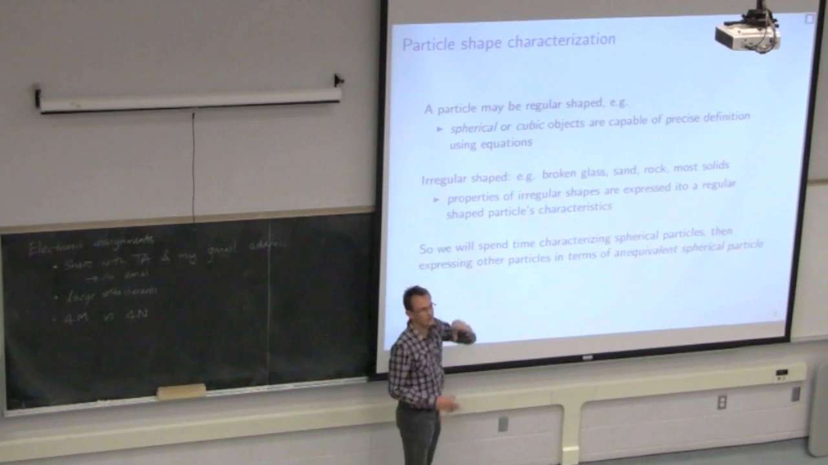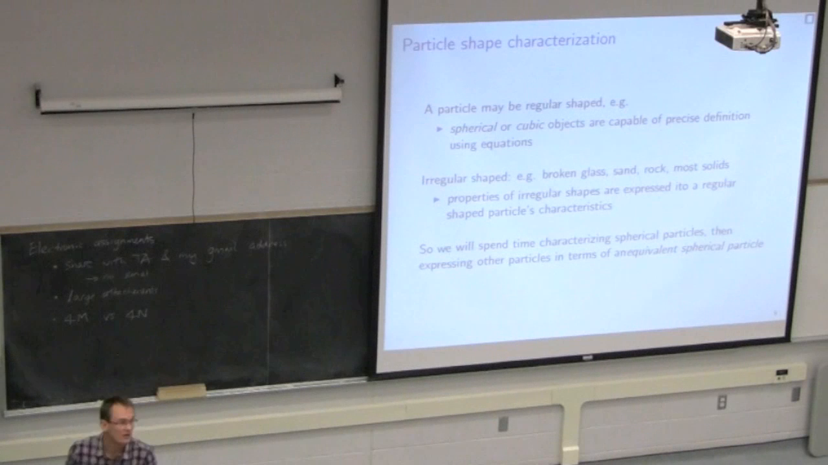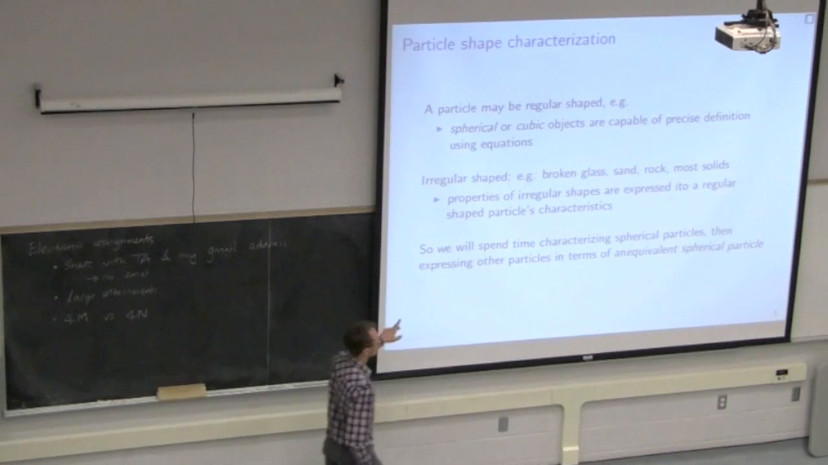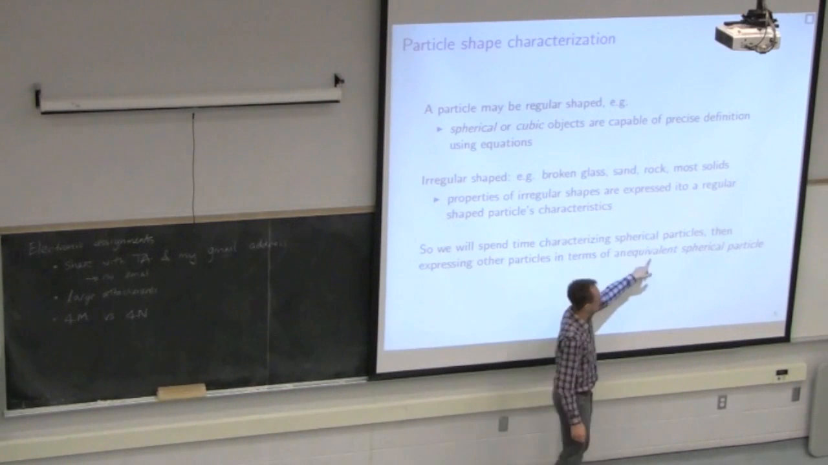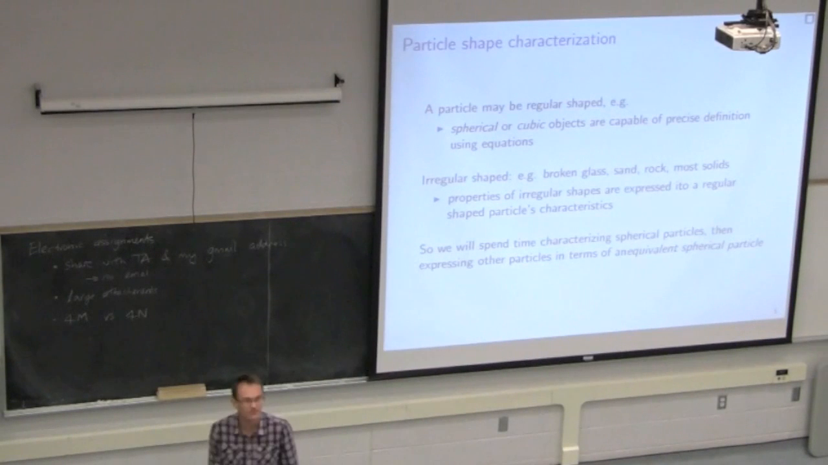Today's class, you're going to see how we try to take an irregularly shaped particle and express it in terms of an equivalent regular spherical particle. So we'll convert an irregularly shaped particle's dimensions and characterize it in terms of a spherical particle that has equivalent properties. This is our goal here: finding these equivalent spherical particles that match the same properties as the irregular particle.